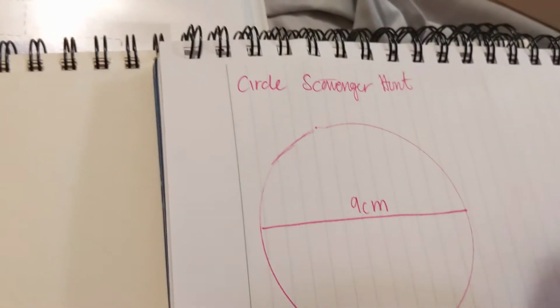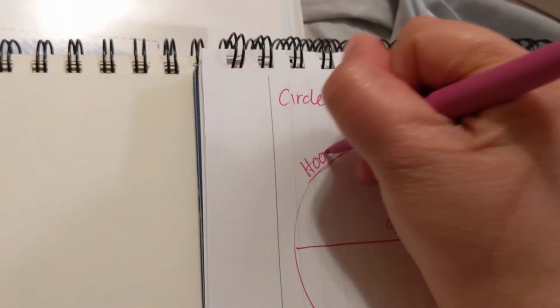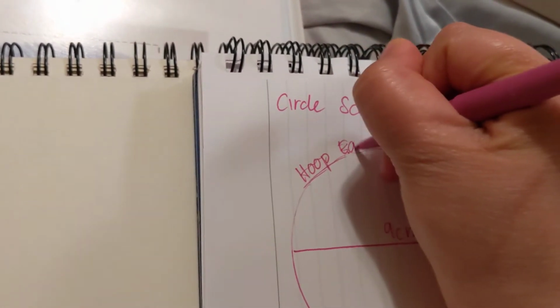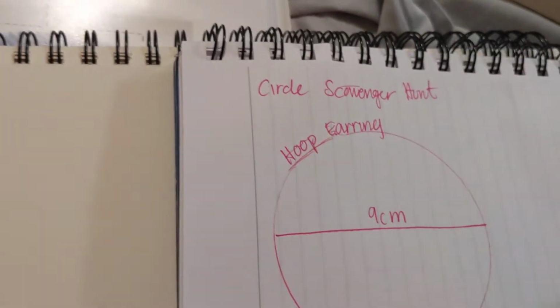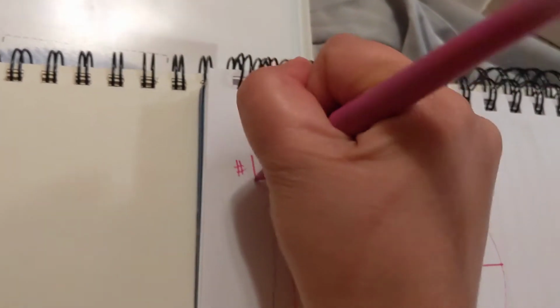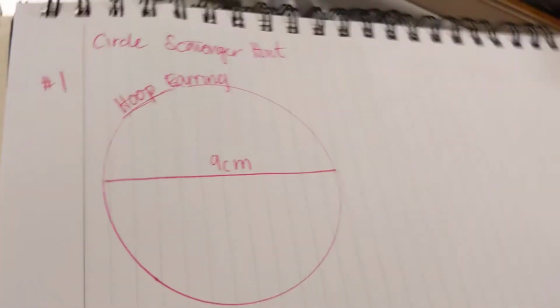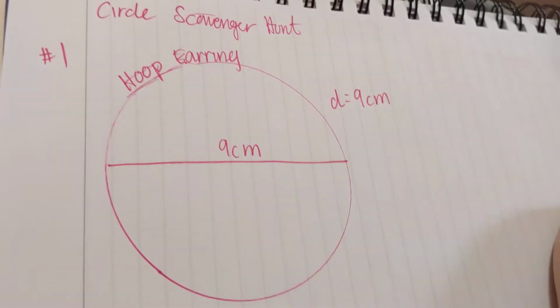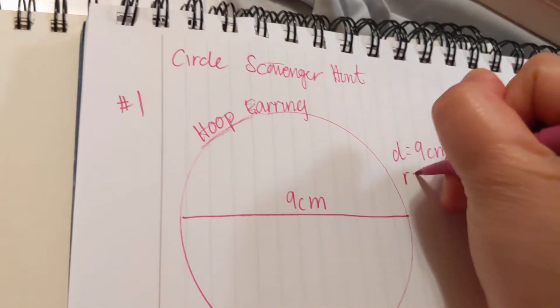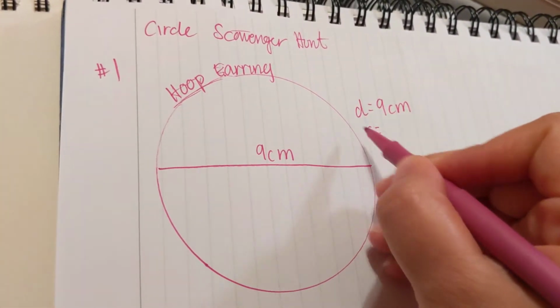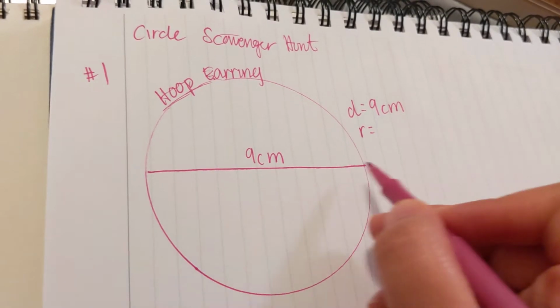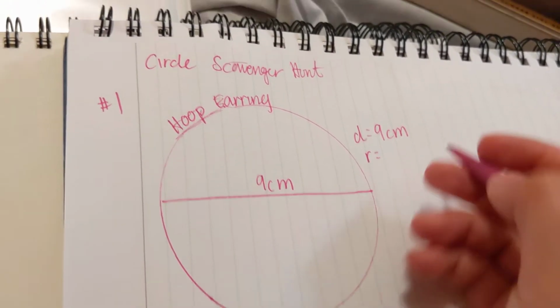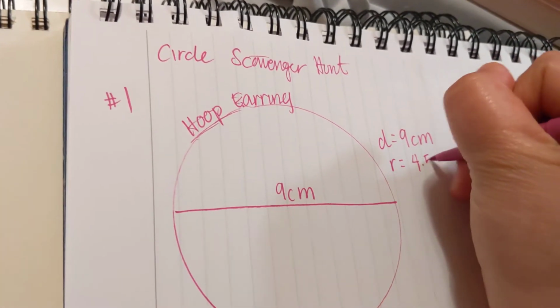And remember, I wanted you to label what each object was. So I'm just gonna label this hoop earring, and this is the very first one I'm doing. So first of all, my diameter is 9 centimeters. Notice I'm writing the units. My radius I know is half the diameter. So if this whole thing is 9, then half of it would be 4.5 centimeters.